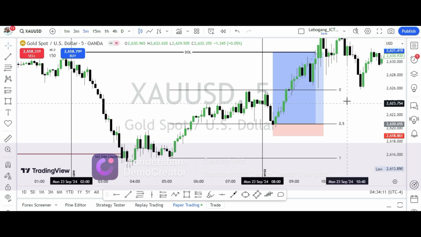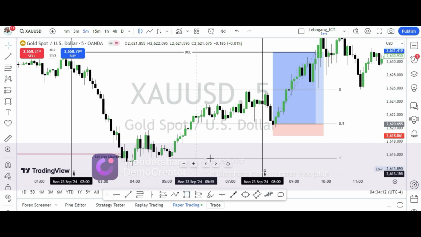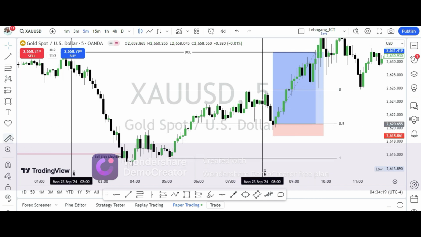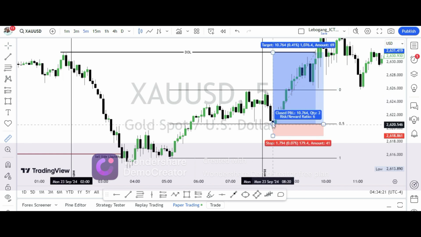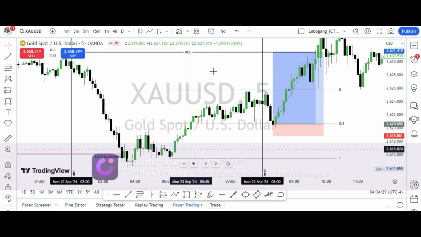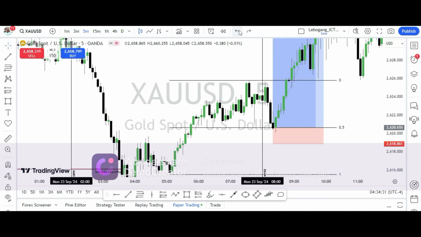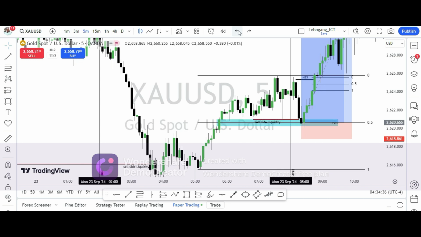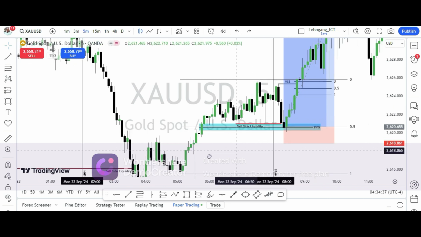So this would have been a very nice 100 pip, I mean, a $10 move, because I measure it in dollars. This is a nice $10 move, you know. Yeah, this would have been a very nice entry.